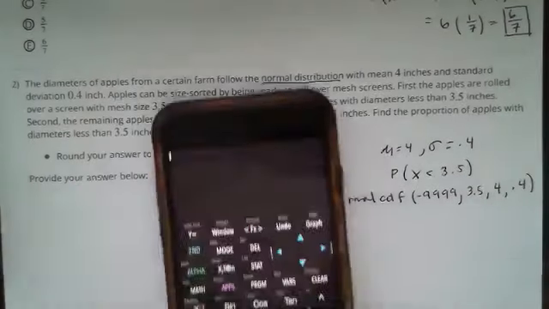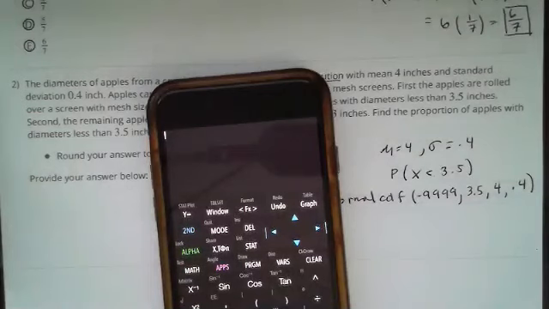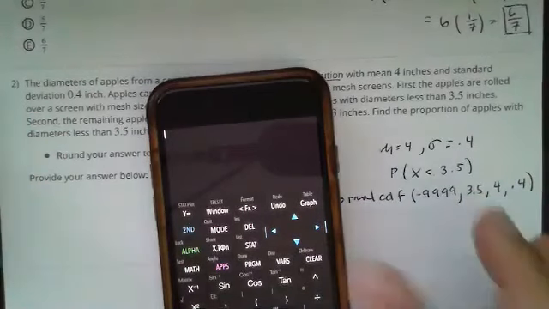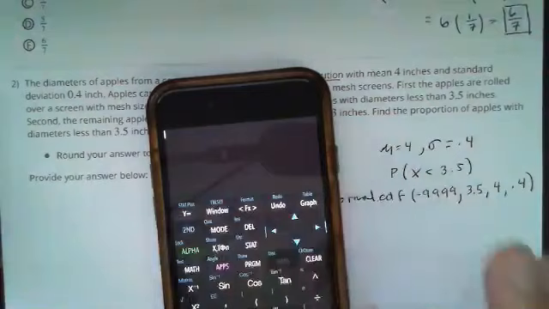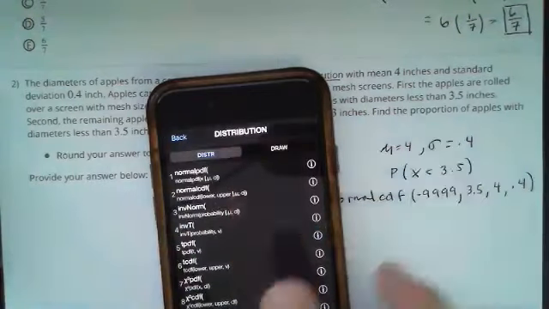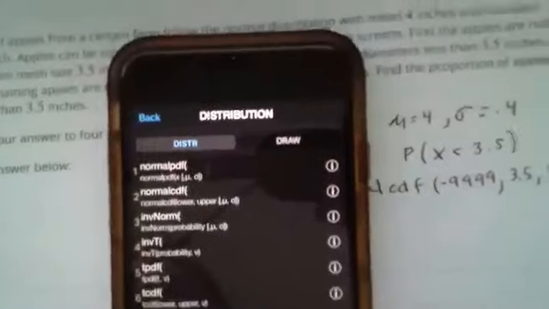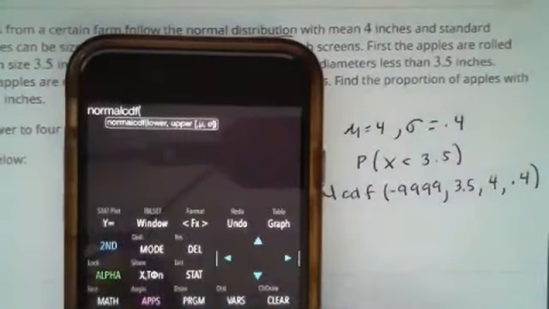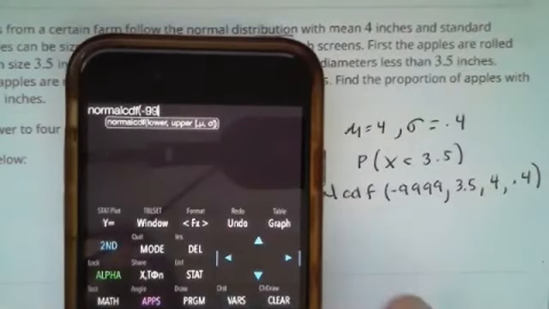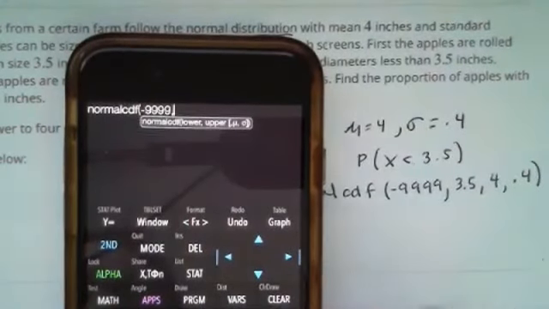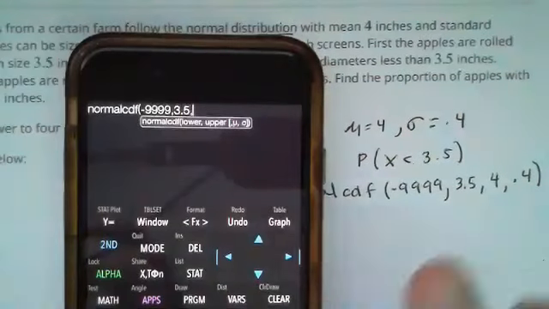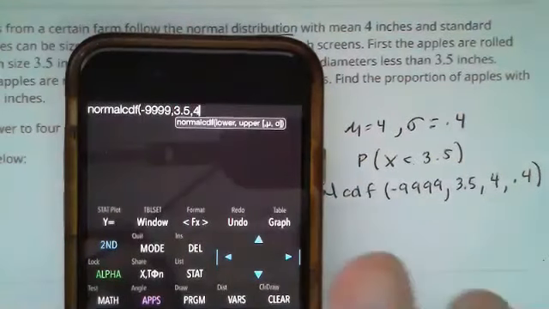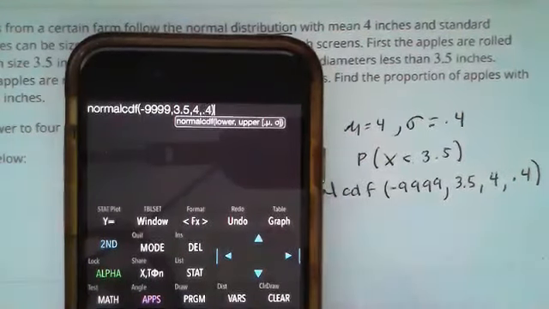Okay, so here we go. We have second distribution, norm CDF. So you see here, normal CDF. Okay, and then our lower value is going to be negative 9999, comma, upper value is 3.5, comma, mu is 4, comma, and standard deviation is 0.4.